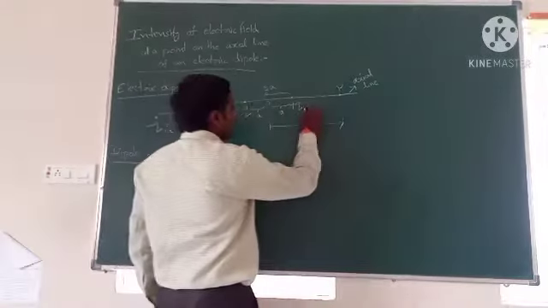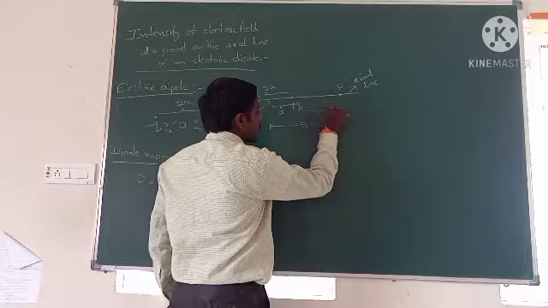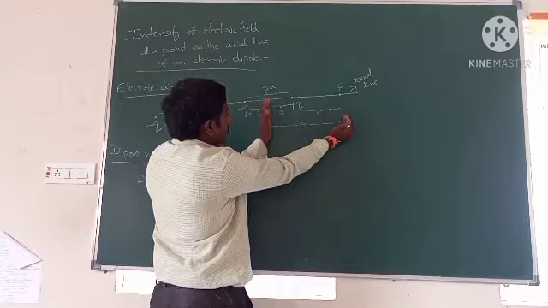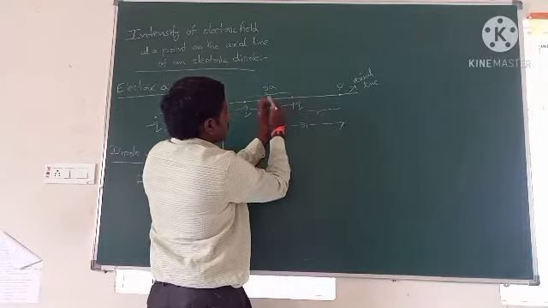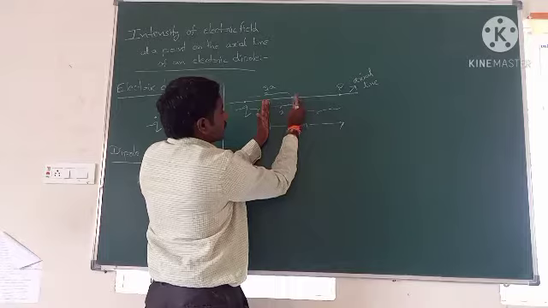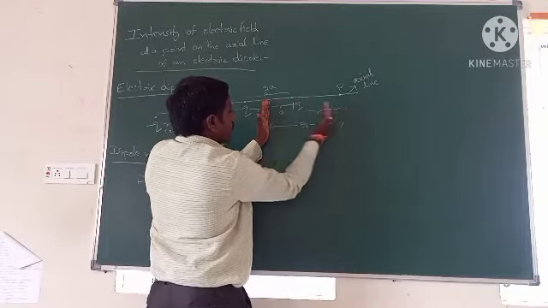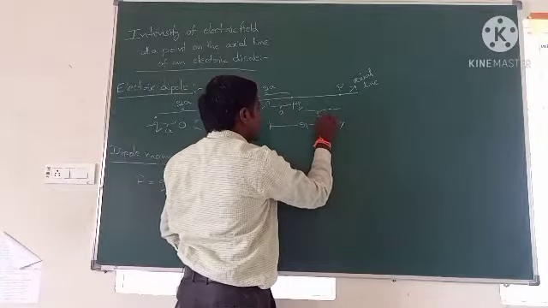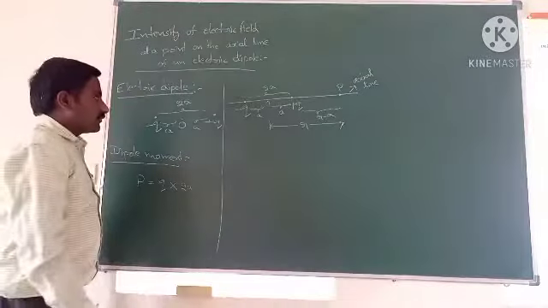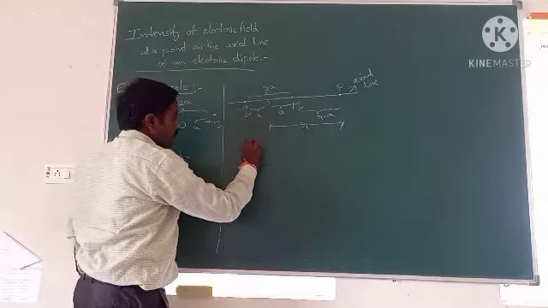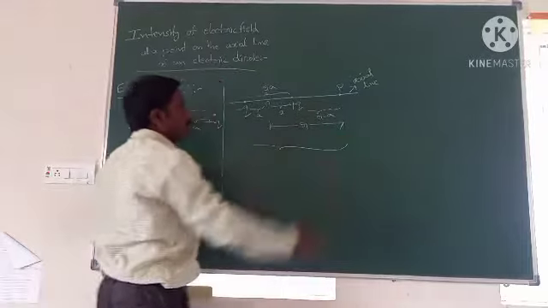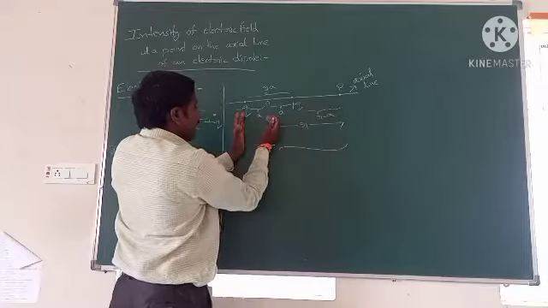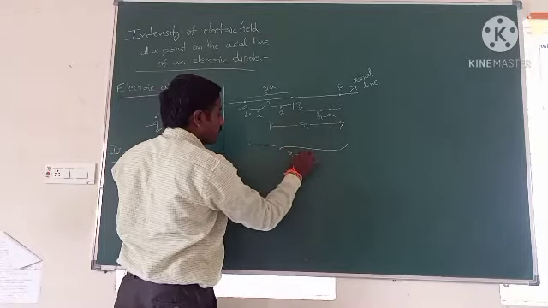Now the distance between plus q charge and point P: this distance is r from the center of the dipole, and the distance from the center to plus q charge is a, so this distance becomes r minus a. Similarly, the distance between minus q charge and point P: this distance is r and this distance is a, so it becomes r plus a.